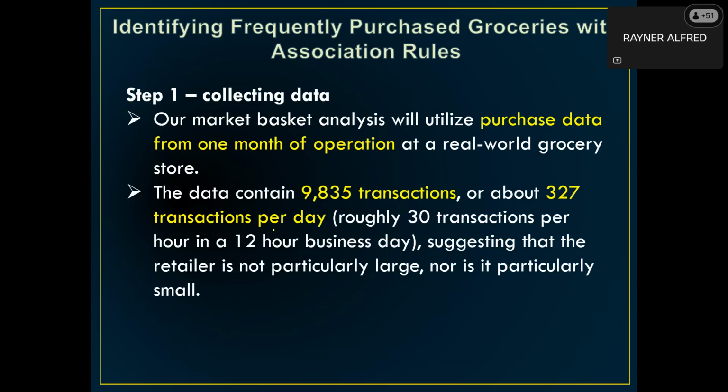Okay, so we look at an example that we have. This is the data set that we have. In this example, we have a sparse data set containing 9,835 transactions. So we have 327 transactions per day, and roughly 30 transactions per hour in a 12-hour business day. So a lot of transactions here.